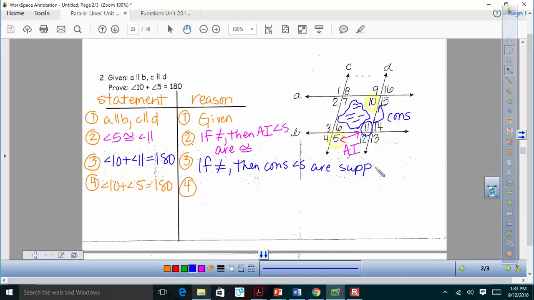Okay? Now, we know that angle 10 plus angle 11 equals 180. How would we prove that angle 10 plus angle 5 would equal 180? Okay, substitution, because if 5 is equal to 11, I could put 5 in place of 11 and get angle 10 plus angle 5 equals 180. So that would be by substitution.